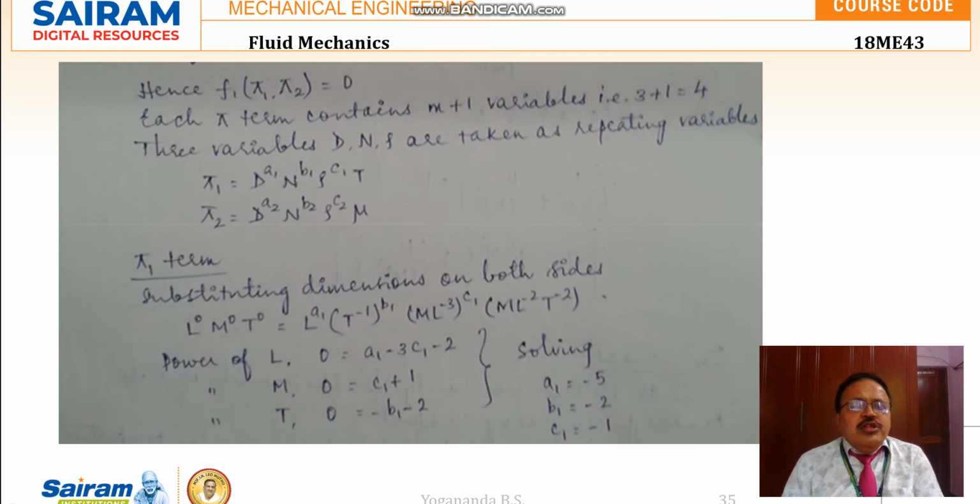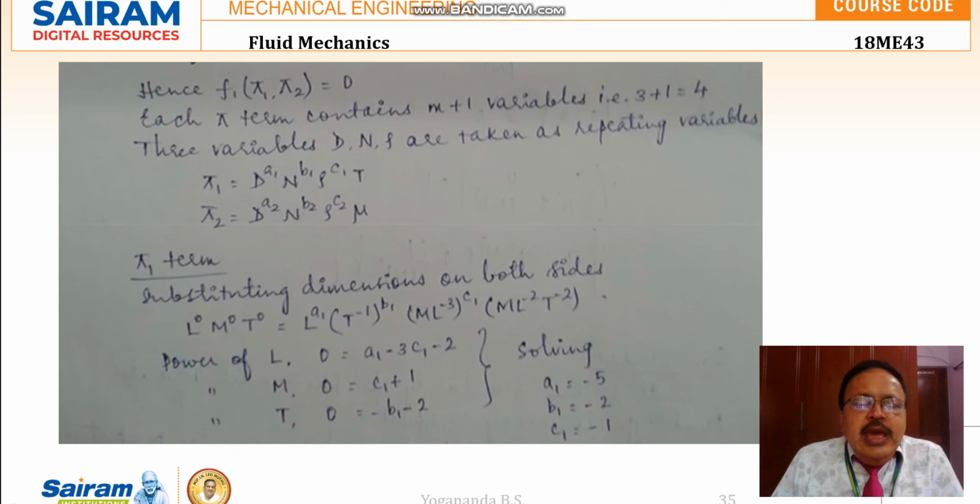So hence function of pi 1, pi 2 is equal to 0. Each pi term will contain m plus 1 variables, so that is 3 plus 1, that is 4 variables. Out of these 4, 3 variables are taken as repeating variables. Select the repeating variables to represent the geometric property, flow property, and the fluid property.